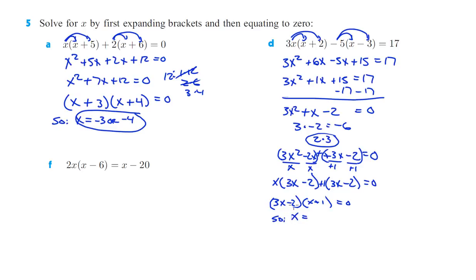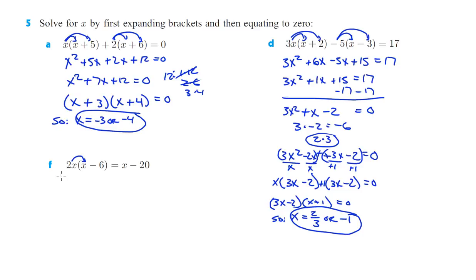So x has to equal the opposite of negative 2, which is positive 2, divided by 3, right? Or negative 1 plus 1 gives us 0. Okay, so we get 2/3 or negative 1 for D. All right, and then let's try F.